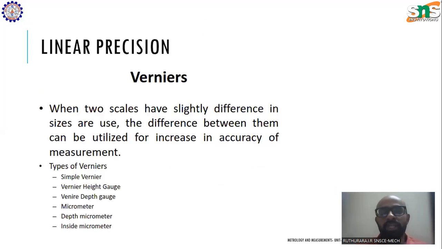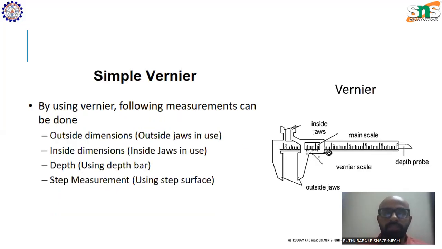We will get into the linear precision instruments. The first one is the vernier caliper. As we can see here, this is a simple vernier caliper. If you see your steel ruler, there is just one scale. But in this vernier caliper, there are two scales available: your main scale and your vernier scale. The main scale will be in terms of millimeters and your vernier scale will be in terms of divisions of a millimeter.